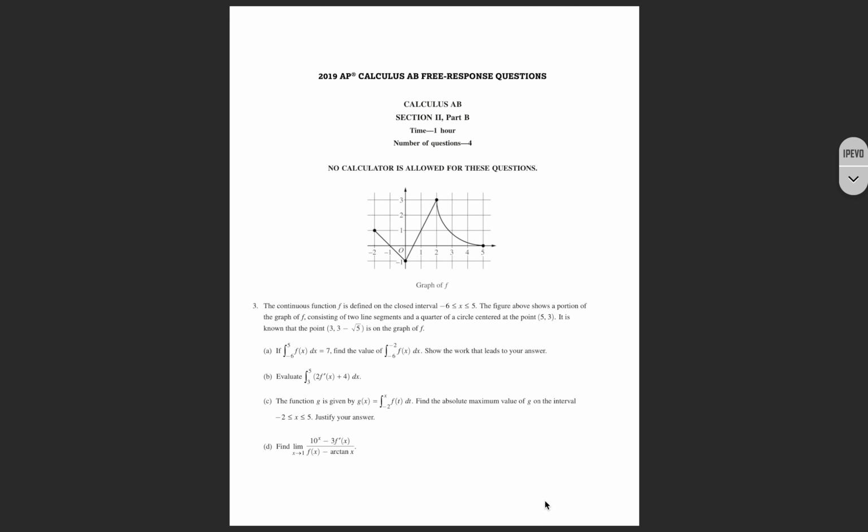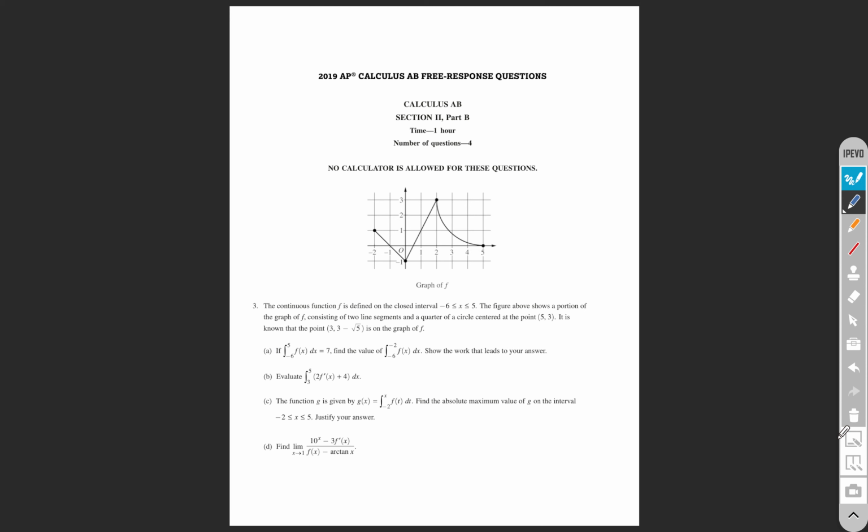Guys, I know that AP exams are coming up for people here pretty soon, and I wanted to go over this AP AB Calculus question from 2019. It's a free response question. No calculators are allowed here. So I want to go through how you would solve a problem like this.